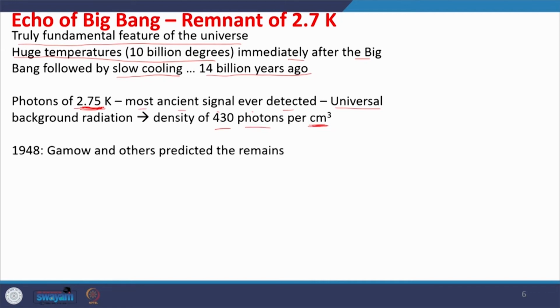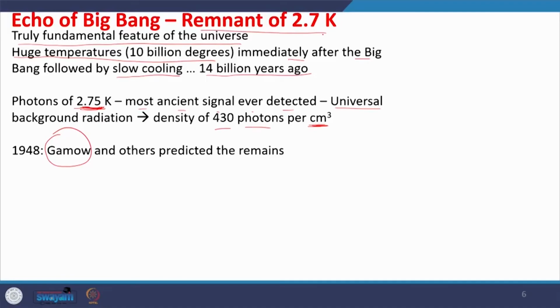In 1948, actually Gamow, do you remember the contribution of Gamow? If you have been taught the alpha decay process, he proposed that it is a quantum mechanical tunneling process because of which an alpha particle can come out of a nucleus. The same Gamow predicted the existence of these photons of very low energy, which can give an idea about the remnants of the Big Bang. I mean the echo of the Big Bang, that is the remnant of the 2.75 kelvins.